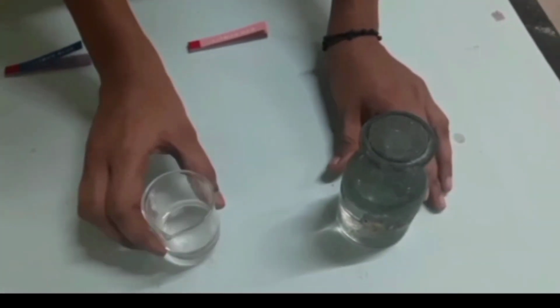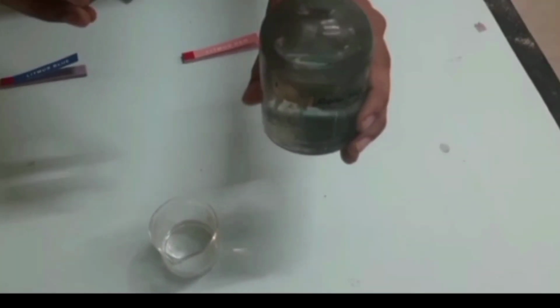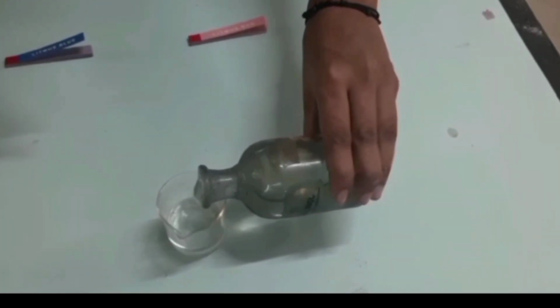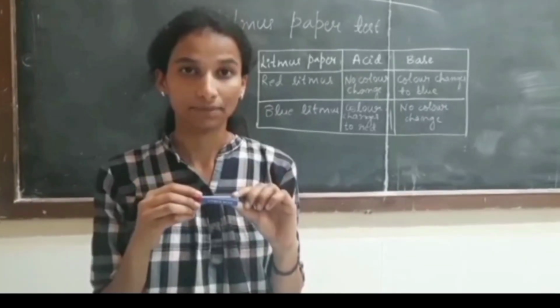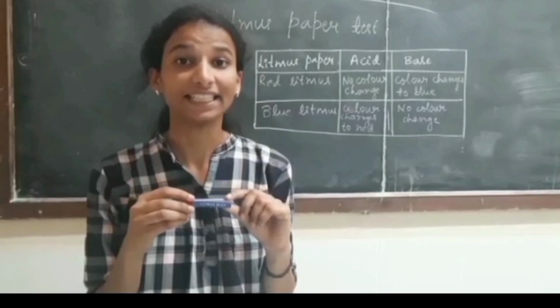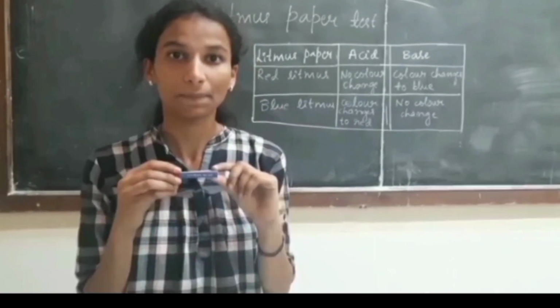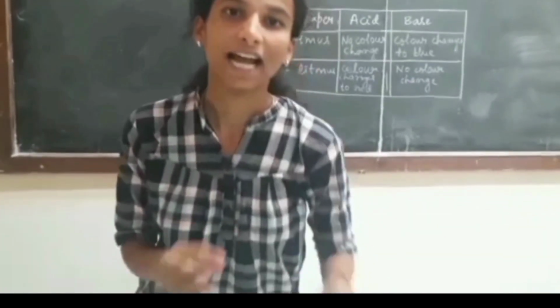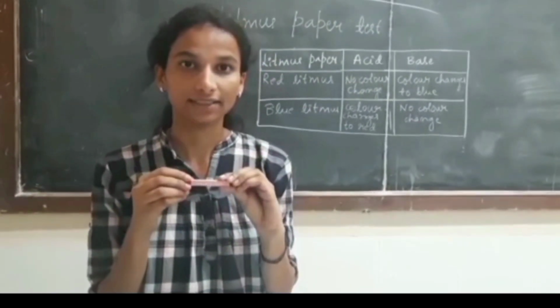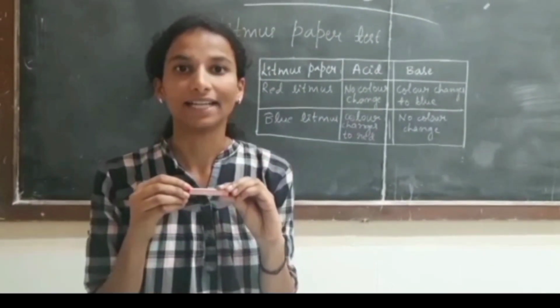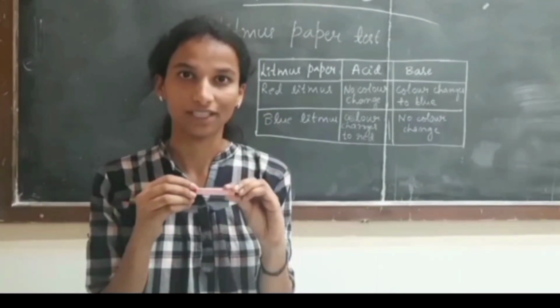And in this beaker, we are going to take the acid, that is HCl. This litmus changes the color for the acid and it won't change the color for the base. And this litmus, which is red in color, changes the color for the base and it won't change the color for the acid.